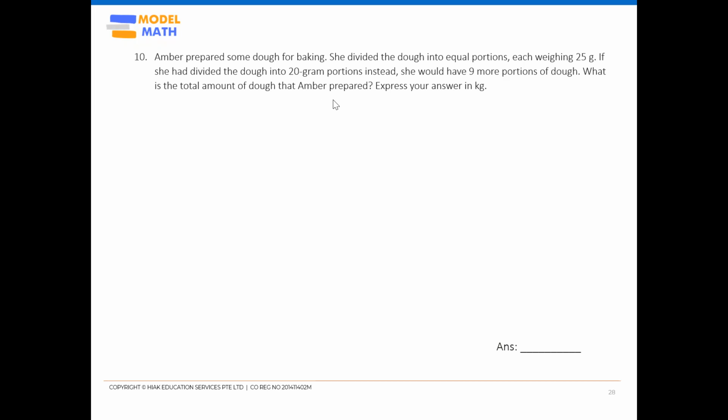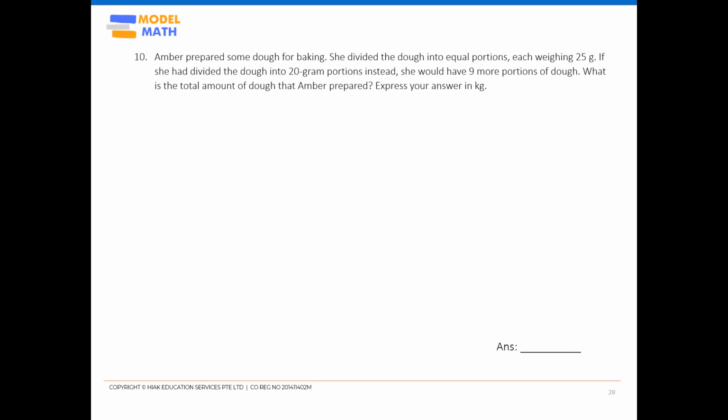So we have two scenarios here. In the first scenario, each portion is 25 grams. However, with the same amount of dough in the second scenario, she decided to split them up into smaller portions instead, which is 20-gram portions. That means each little portion is lighter this time, smaller. So with the same amount of total dough, when you make smaller portions, you are able to create more portions than if you were to have bigger portions, which is true as stated here. In the second scenario with smaller portions, you can create 9 more portions of dough.